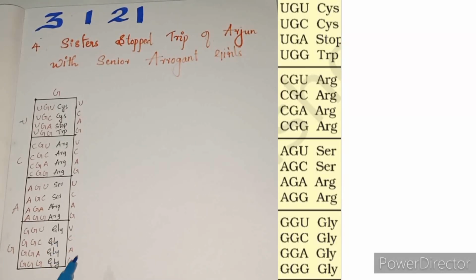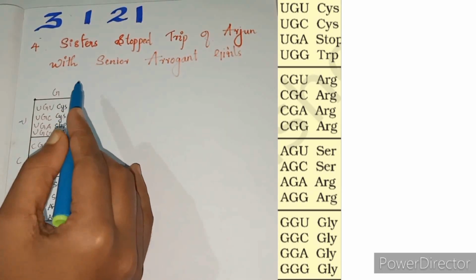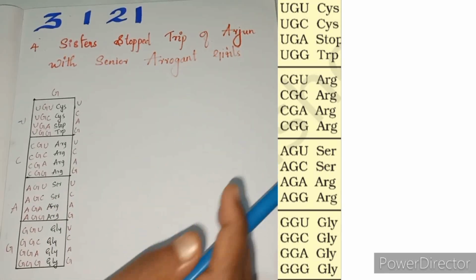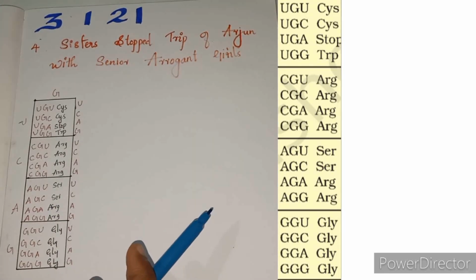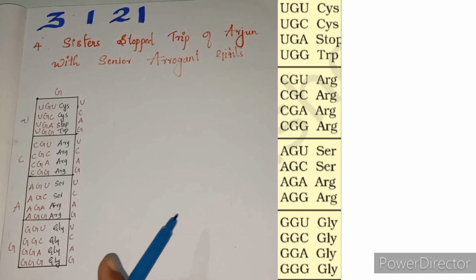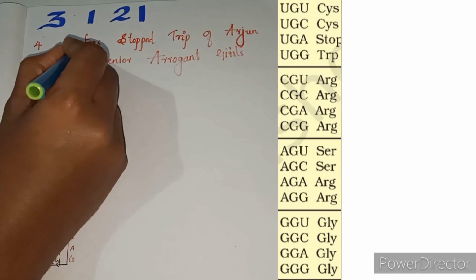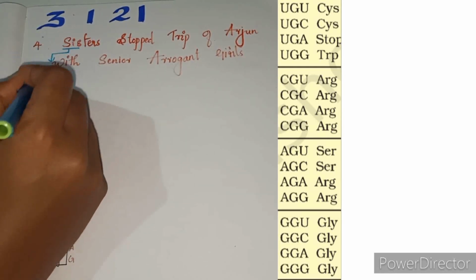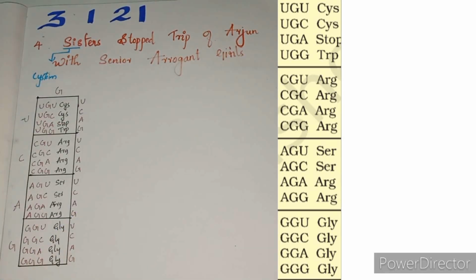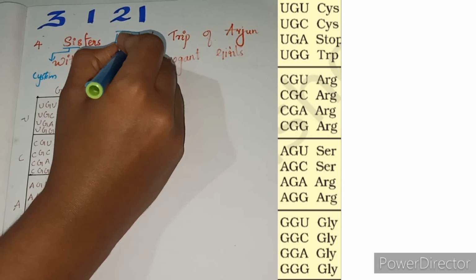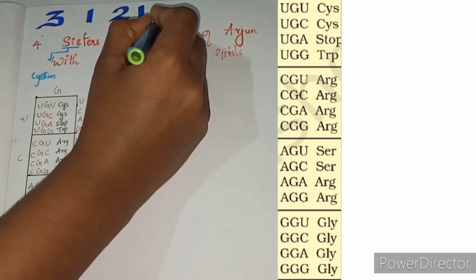Here is the mnemonic for the last vertical column. That is, sisters stopped trip of Arjun with senior arrogant girls. Sisters stopped trip of Arjun with senior arrogant girls. Sisters stands for cysteine. Next one is a stop codon, and stop here is for stop codon.